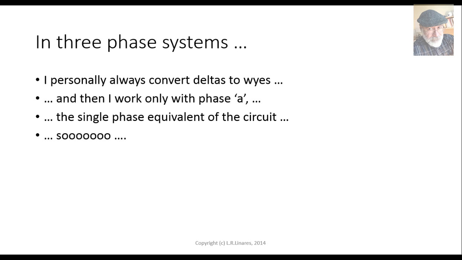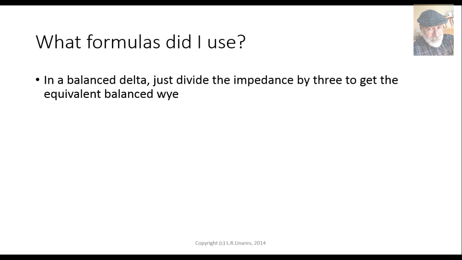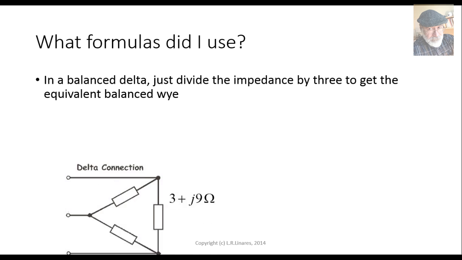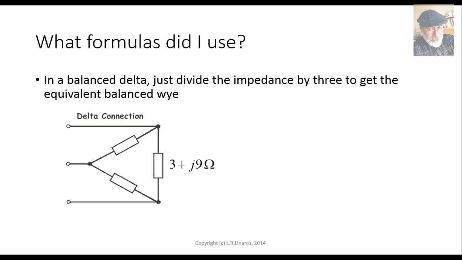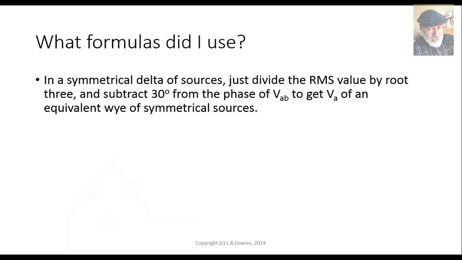That's what it's called, right? So we're going to need a few formulas. Well, the formulas that I use most often, not the only ones, of course, but the ones that I use the most. In a balanced delta, that is a delta in which every branch of the triangle has exactly the same impedance, like this one, to convert that to a y, I merely divide the impedance by 3. 3 plus j 9 ohms, 1 plus j 3 ohms. As simple as that.